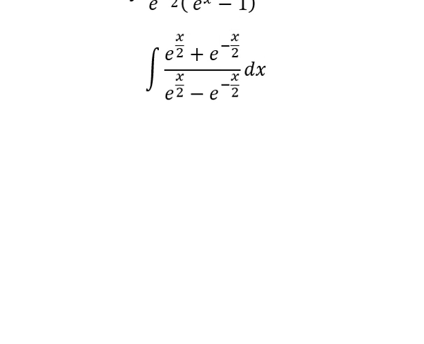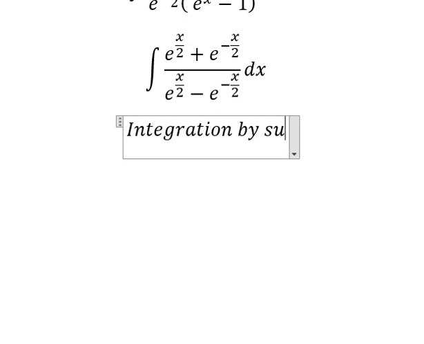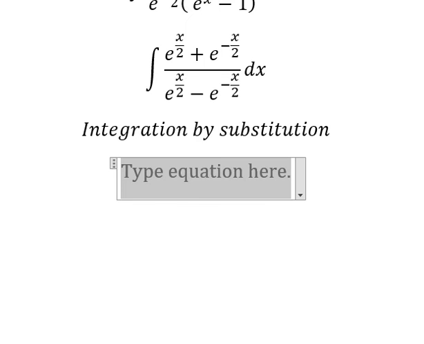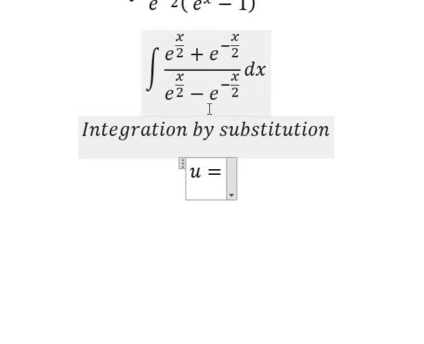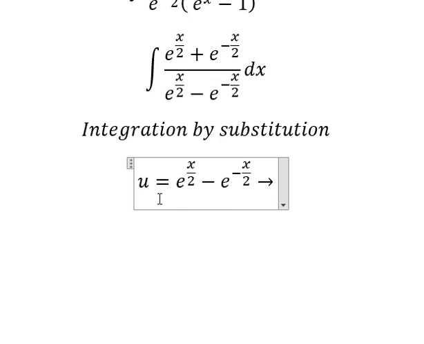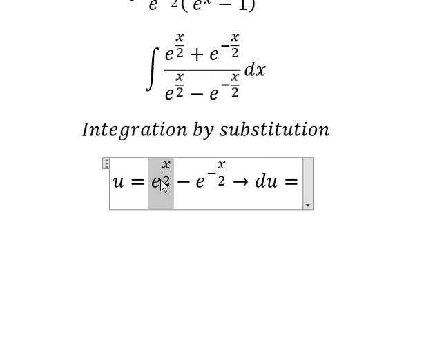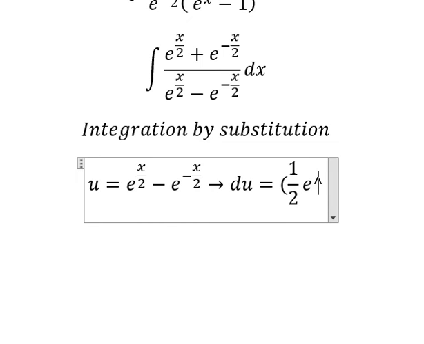Next, we need to use integration by substitution. So I will put u equals this one. Later, we take the first derivative of both sides. The first derivative of this one, we have 1 over 2 e to the power of s over 2.